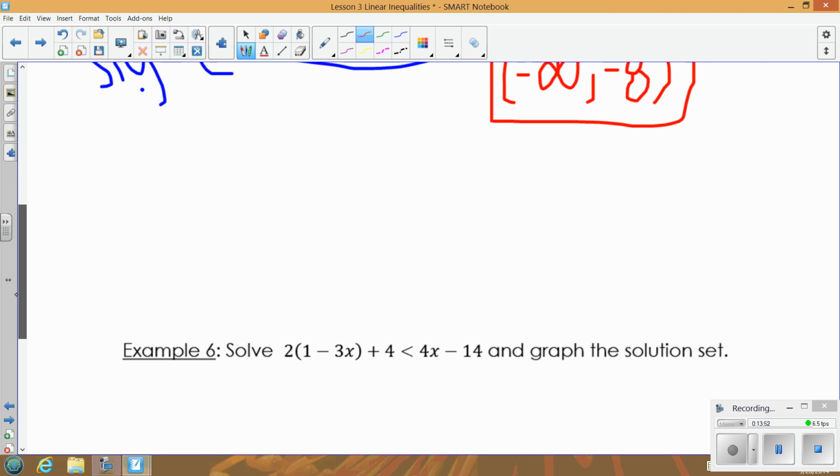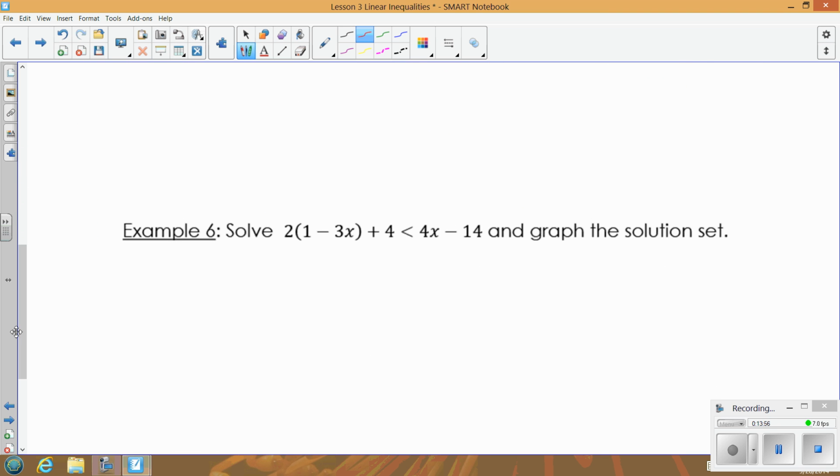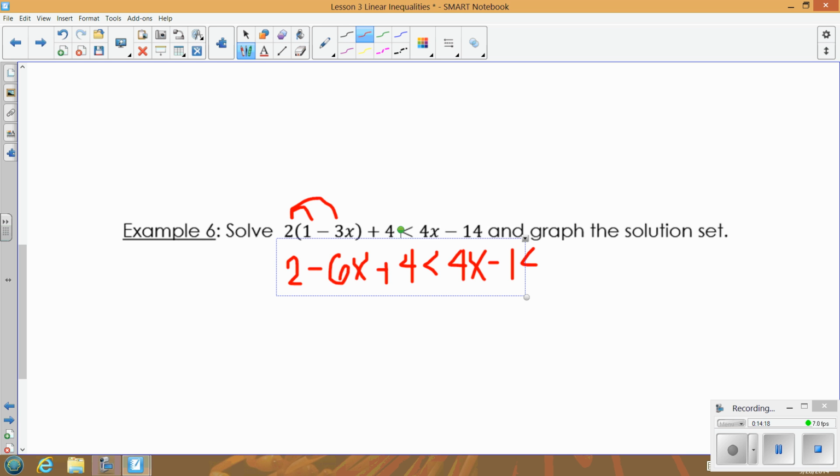On the next example here, same idea with treating it like an equation and just remembering if you divide or multiply by a negative, you've got to flip the sign. So I'm just going to go through and solve this like it were an equation, and then just remember that if I divide or multiply by a negative, I'm going to flip the sign. First thing we're always going to do is get rid of those parentheses. So you distribute and carry everything else down.